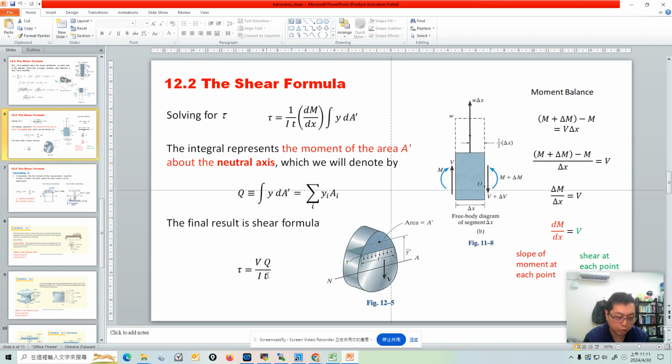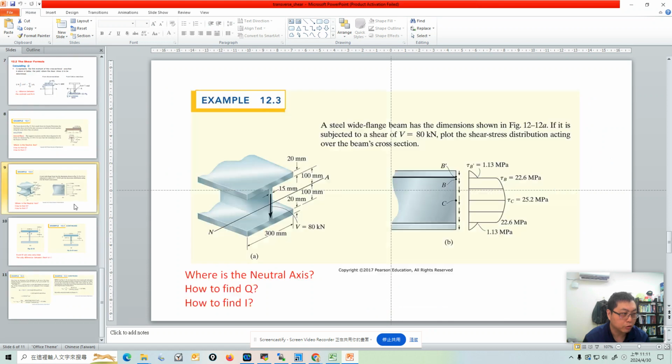So in this video, I'm not going to talk about the formula once again because we have already talked about it before. What I'm going to do right now is show you how to calculate a problem, example 12.3 from a textbook. There is a beam here, and this is a cross section of the beam, and it gives you the dimensions of this cross section. This shape is called a Y flange.